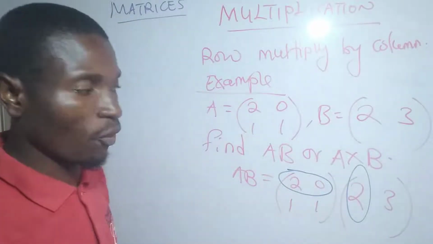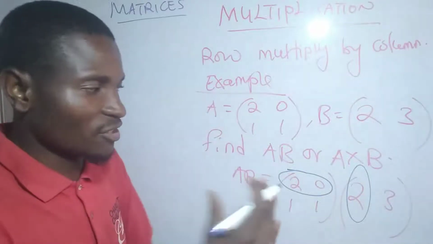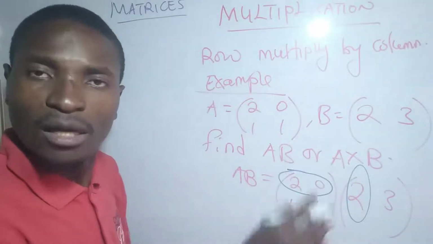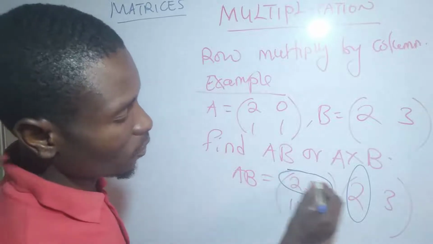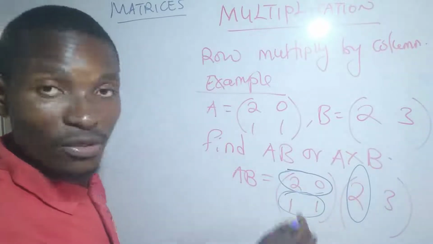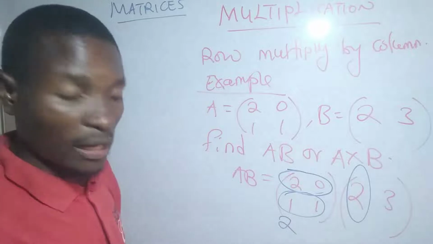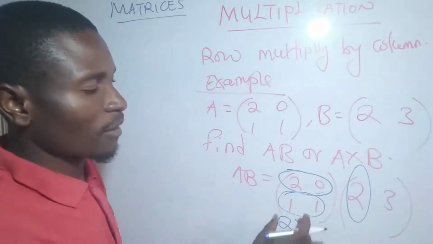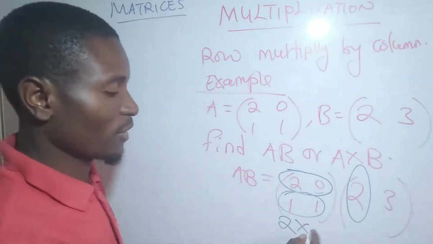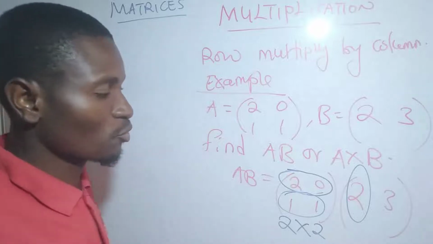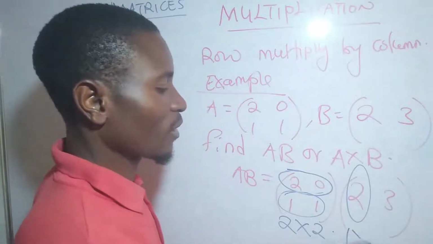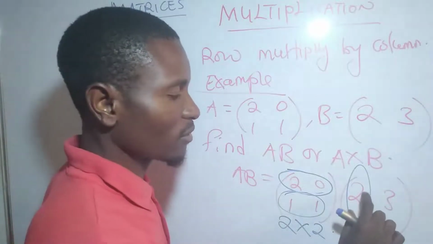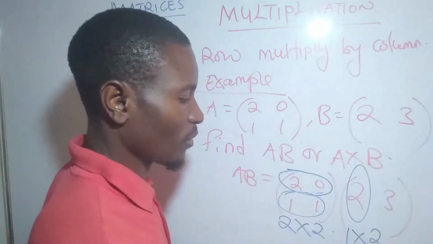But of course, I need to identify the orders of these two matrices. This one is 2 rows by 2 columns, so it's 2 by 2, and the other one is just 2 rows and 1 column.